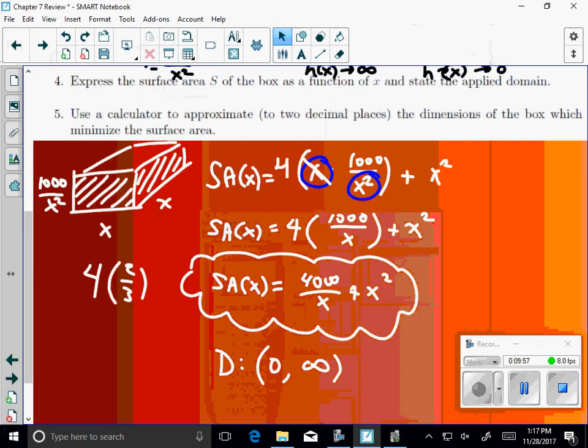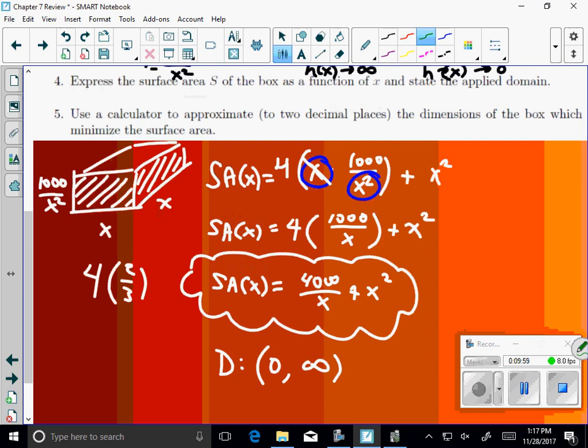So our answer for part 5 would be if x is approximately 12.6, is it inches? Centimeters, we will minimize surface area.